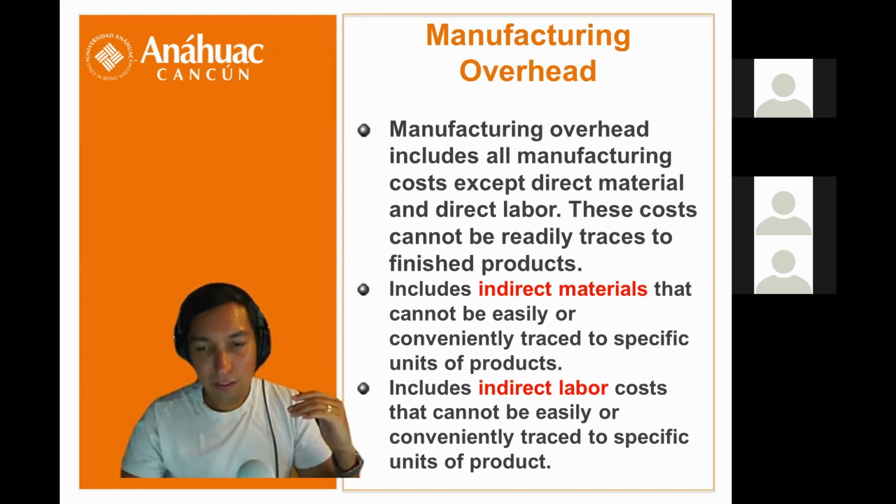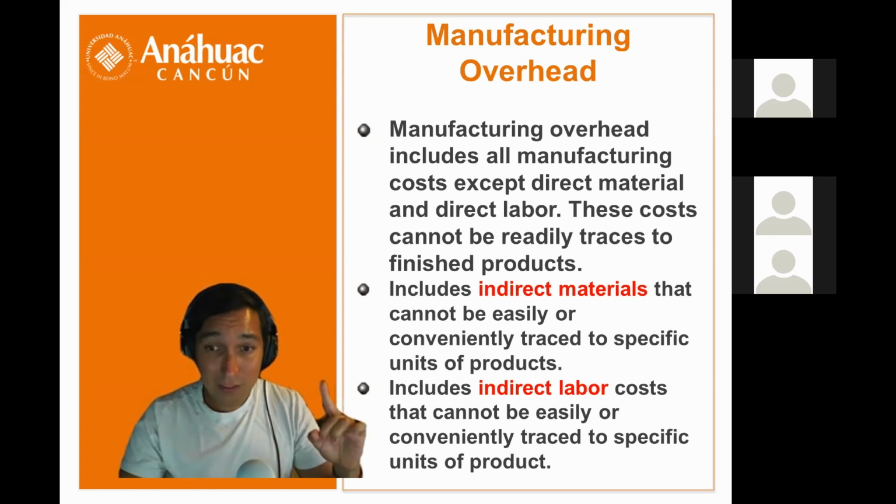So let me read the first part again. This is important. Manufacturing overhead includes all manufacturing costs except direct material and direct labor. So if it's not direct material or direct labor, then everything else is MO. So what are some examples?